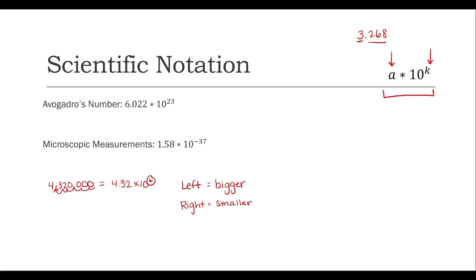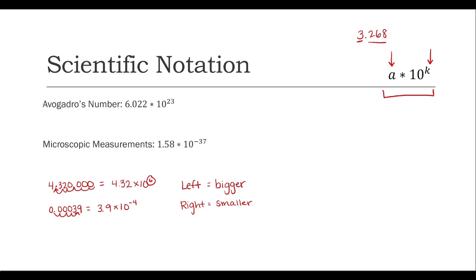So you could also have a small decimal such as 0.00039. And we could write that in scientific notation by moving the decimal 1, 2, 3, 4 spots to the right. So it would be 3.9 times 10 to the negative 4 because it's a smaller number.